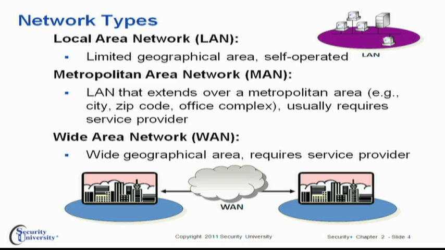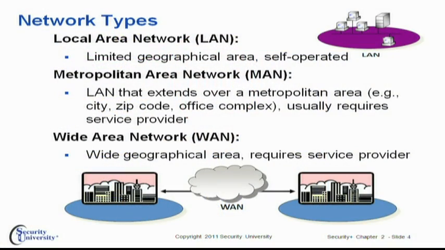First of all, let's categorize broad categories of networking. A local area network, often referred to as a LAN. This has limited geographical coverage, and you usually run it yourself, or at least on your premises and have a contractor do it for you. A metropolitan area network is where you have a LAN that extends out over a metropolitan area. It might be a city, a zip code, office complex, and usually you have to get this service from a service provider, such as AT&T or Sprint or Verizon. And finally, we go out to the area where we always have to get a service provider, and that's wide area networking. This would cover a broad geographical area, and all of this is operated by some type of service provider.